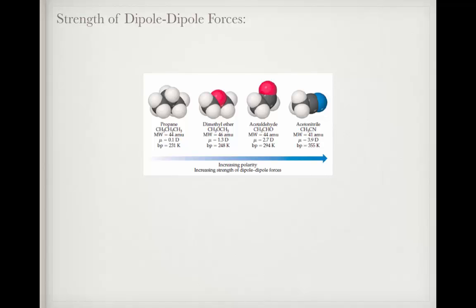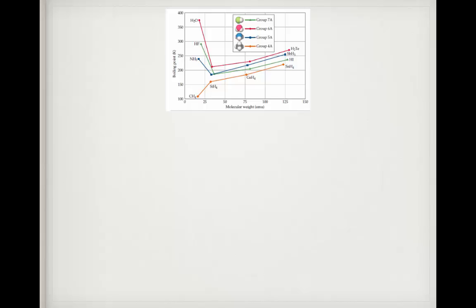So what this diagram shows you is that assuming that the molecules have similar molecular weights, the strength of the intermolecular forces increases as the polarity of the molecules increases. All right, if we look at this graph right here, what this is showing you, if we ignore water, HF, and NH3, what this shows us is that when you have non-polar molecules, okay, the strength of the intermolecular forces increases with increasing molecular weight. And this is what we expected based on what we had discussed regarding dispersion forces.